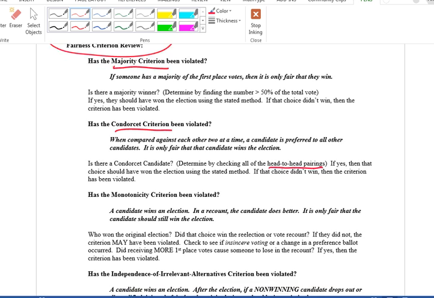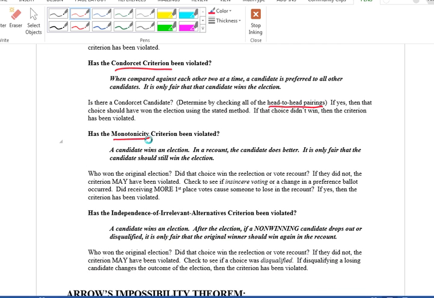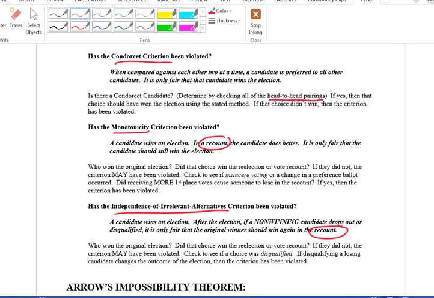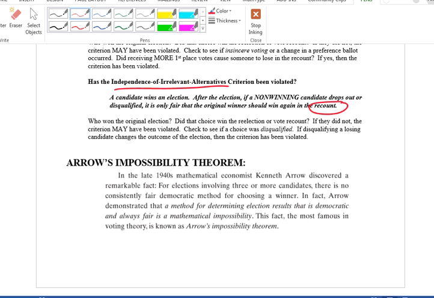The monotonicity criterion and the independence of irrelevant alternatives criterion all have to do with a recount. Okay. If you don't have a recount, then there's no issue here. But if you do have a recount, then you should check to see, did somebody do better and then lose? If somebody does better and it causes them to lose, then that would be monotonicity being violated. If somebody who is a loser drops out and it changes your overall winner, that would be the independence of irrelevant alternatives criterion.